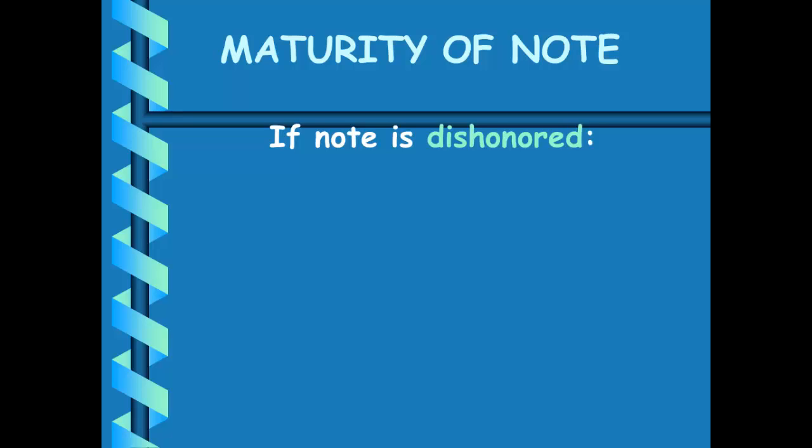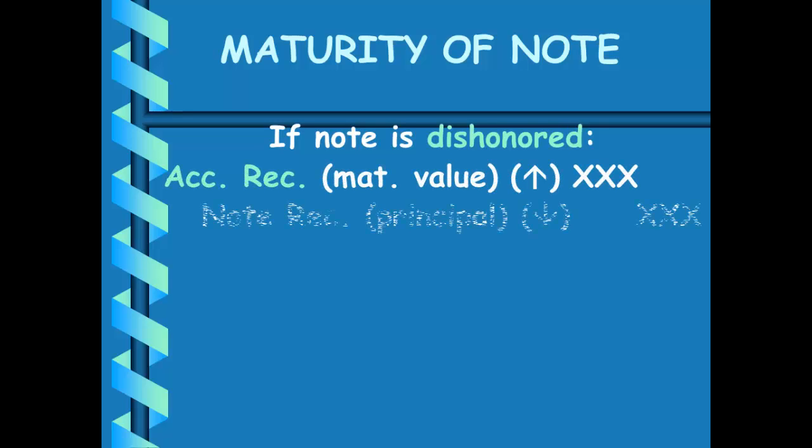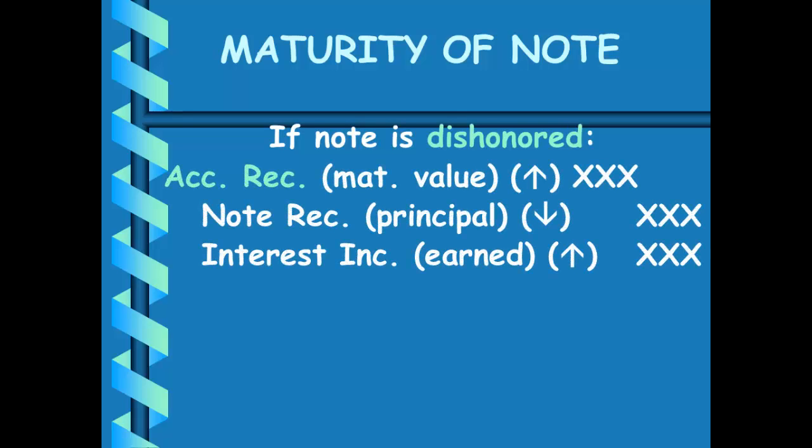Sometimes when the note matures, they don't pay me. If the person doesn't pay me, the credits in my journal entry are exactly the same as if they did pay me. I am still going to credit notes receivable to get it off of my books, because when that note matures, it's got to come off my book. I'm still going to credit interest income also. My debit, though, I can't debit cash.